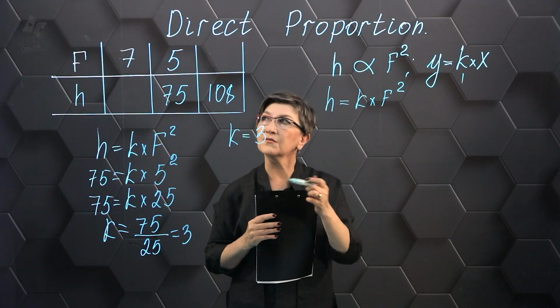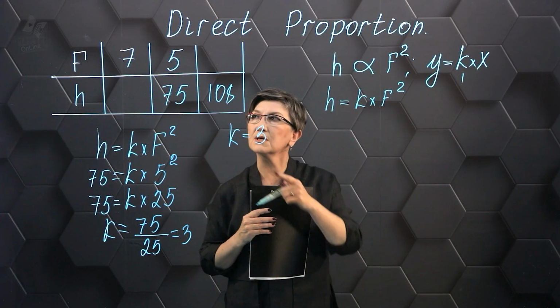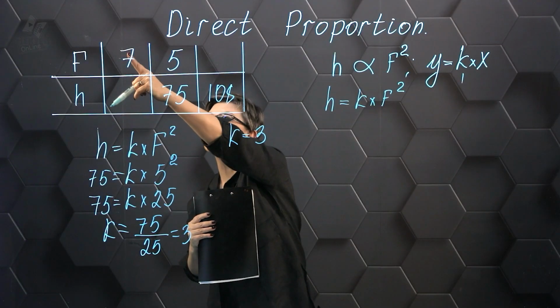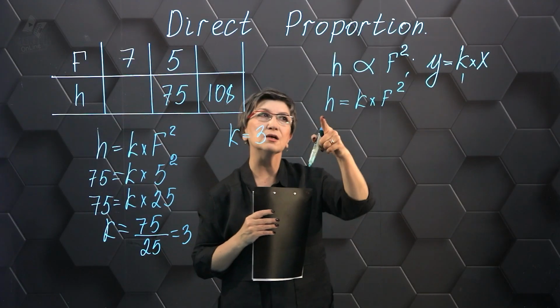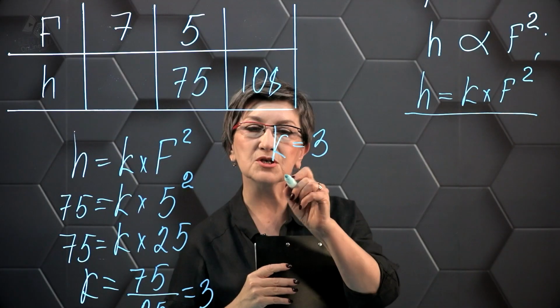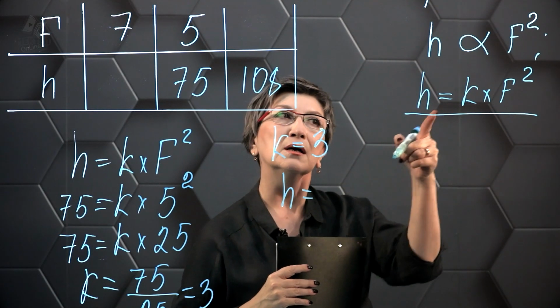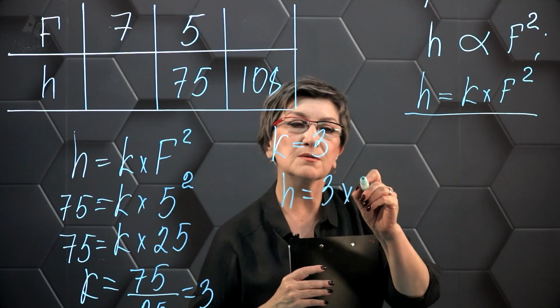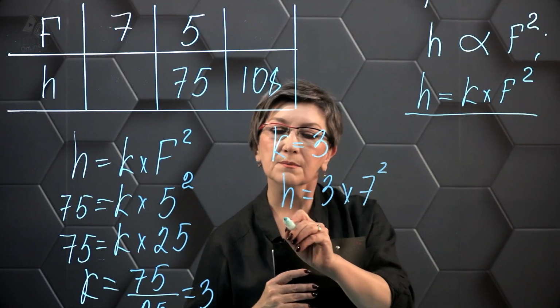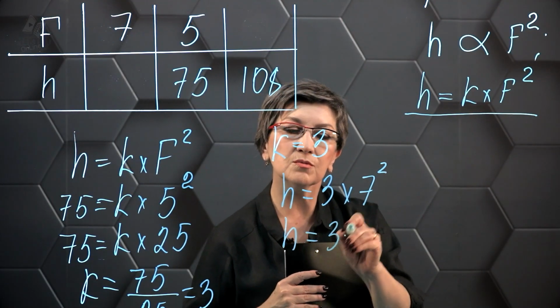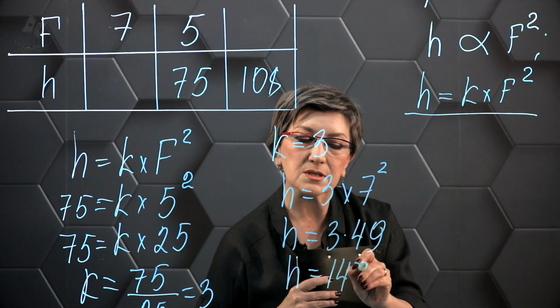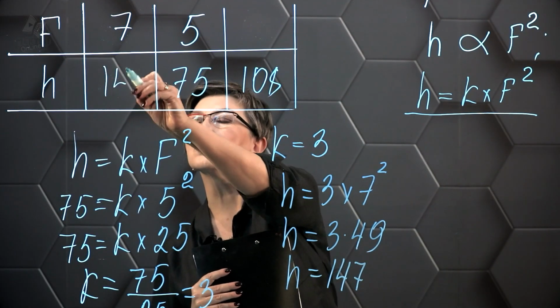Using this coefficient, we can fill in the missing data. So f equals 7. We need to find h using our notation. h equals 3 times, and f equals 7, that is 7 squared. It equals 3 times 49. And h equals 147.